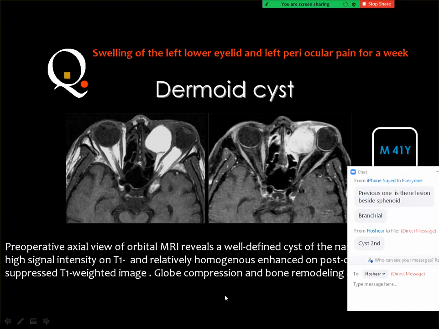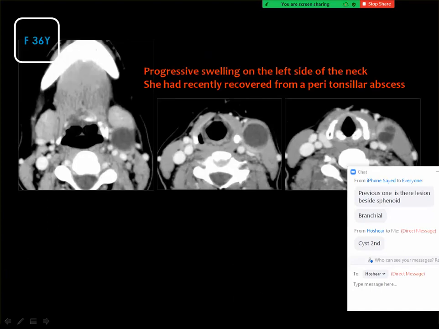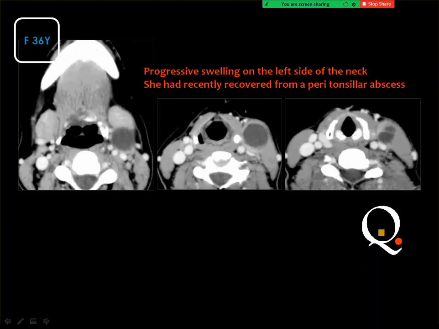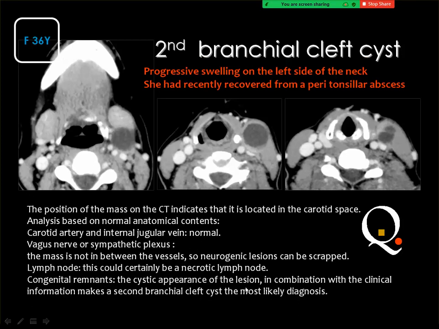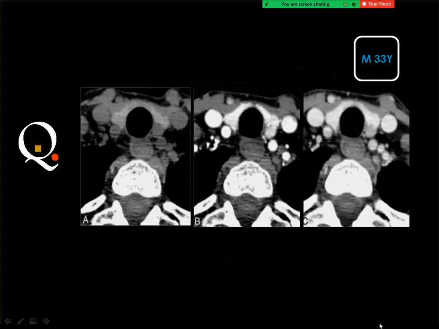Yes, and the second case is, as you have answered, a branchial cleft cyst, second arch, typical location: posterior to the submandibular salivary gland, anterior to the sternomastoid muscle, lateral to the carotid artery and the jugular vein. This is a classic appearance of a branchial cleft cyst, second arch. Next case.